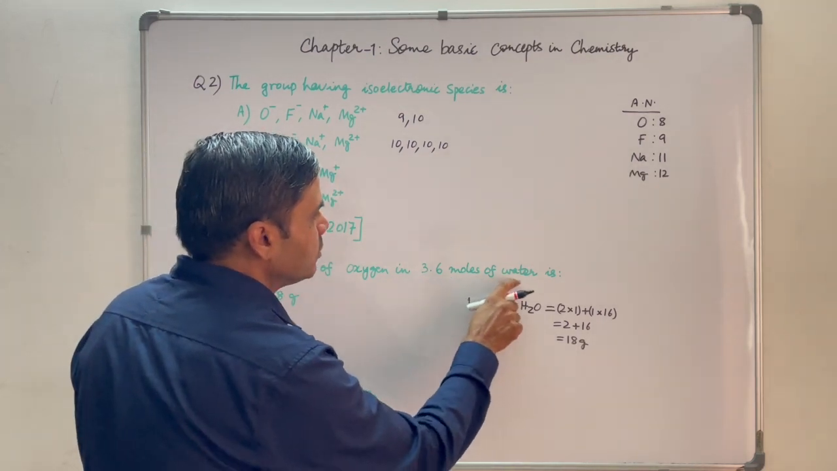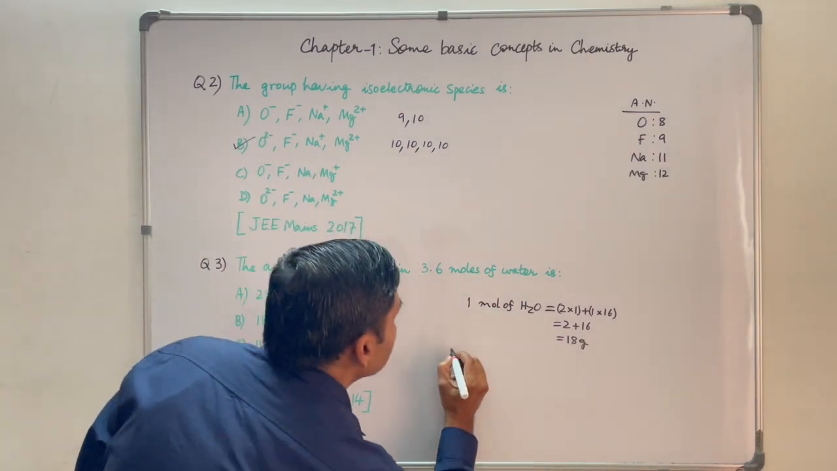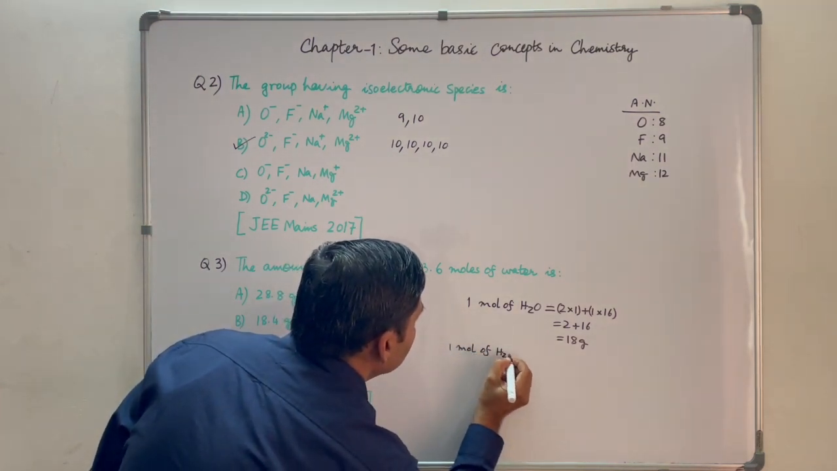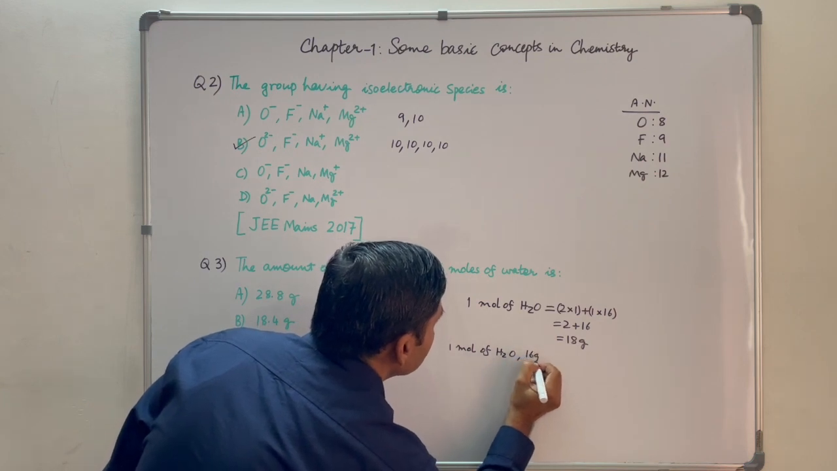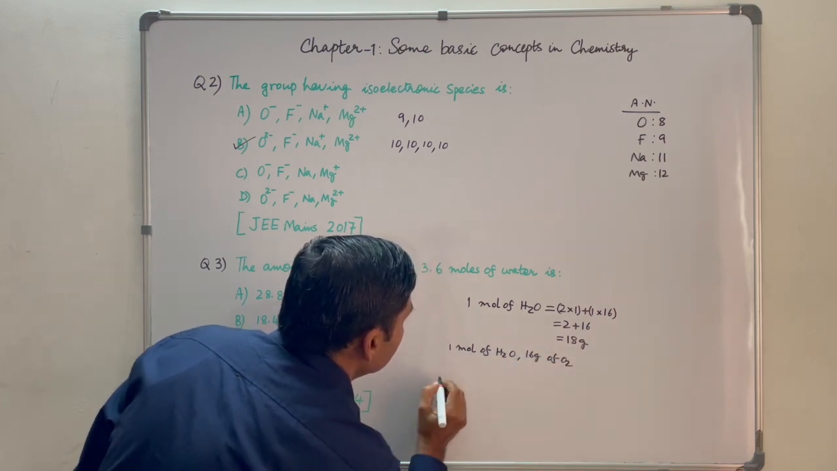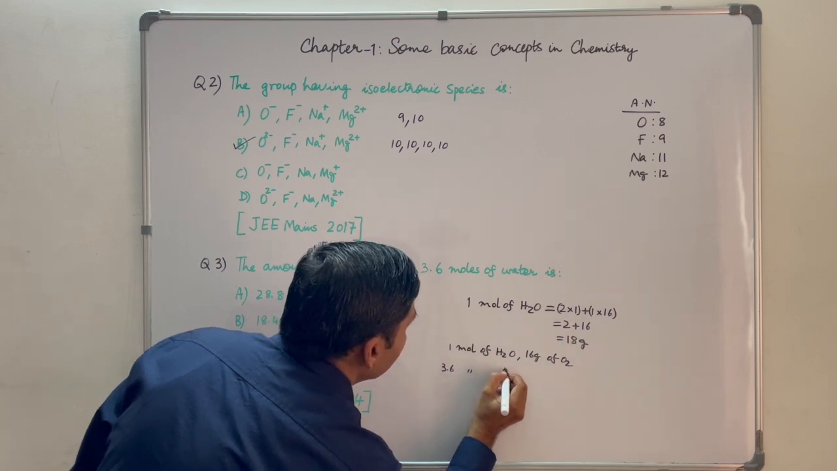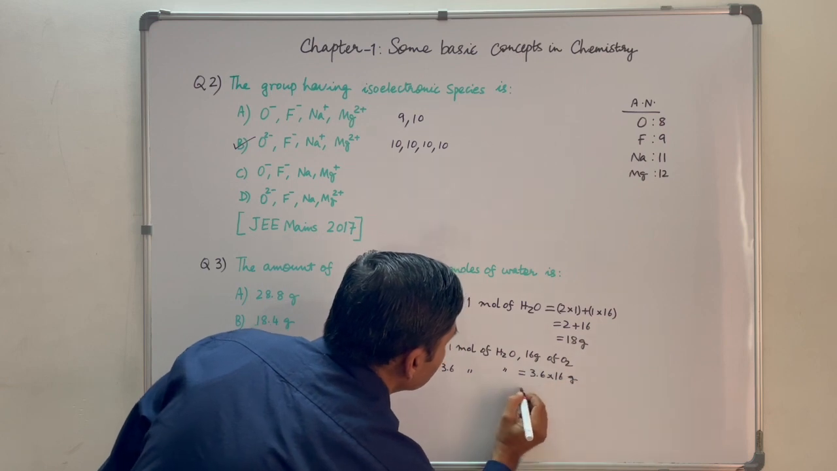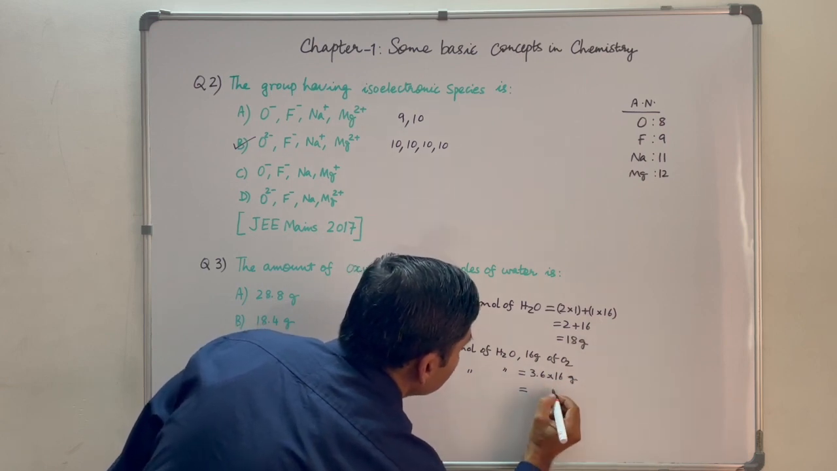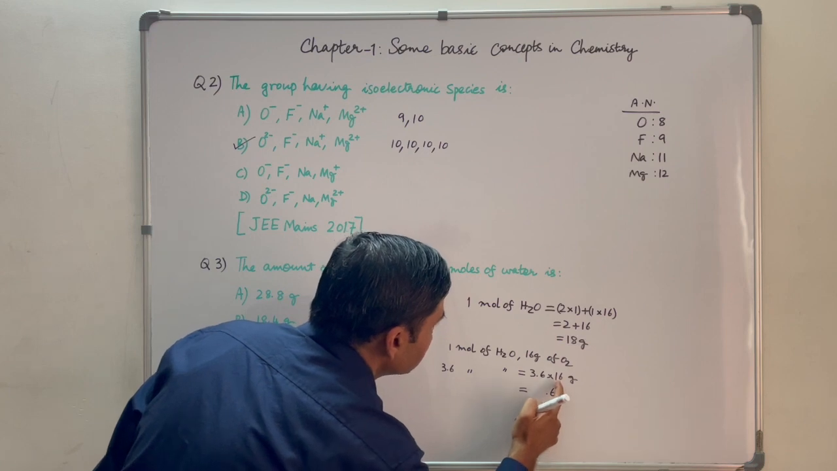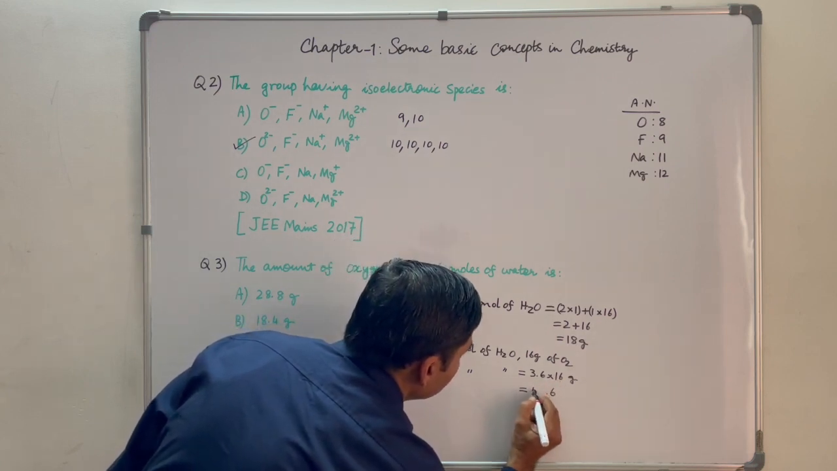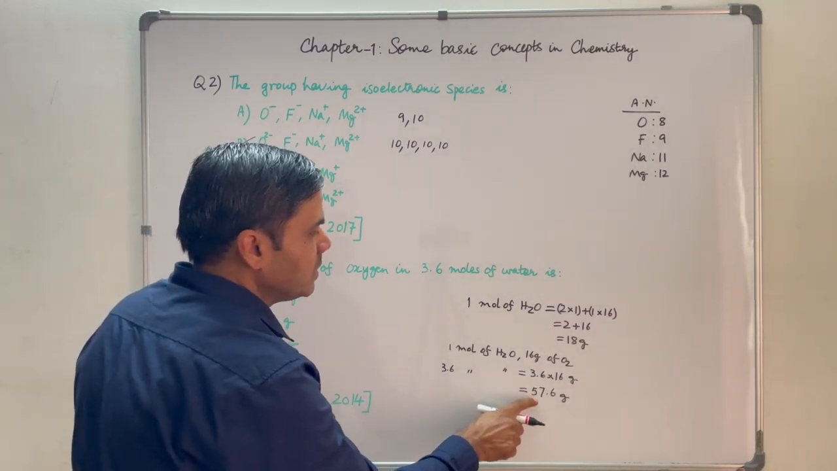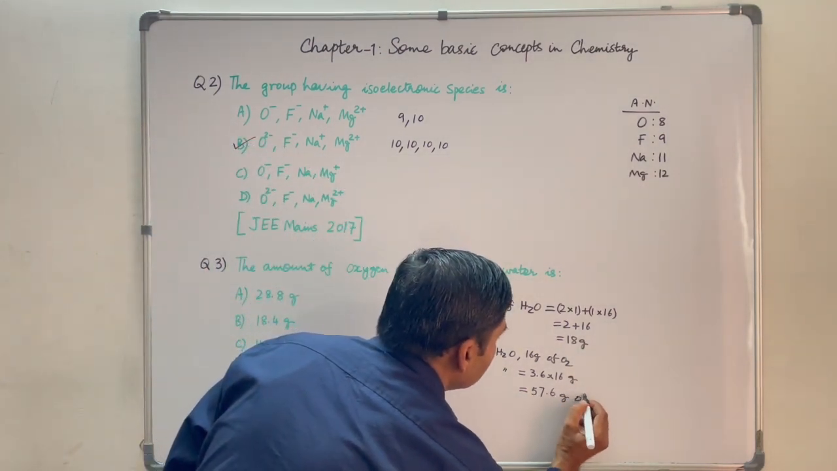So in 3.6 moles of water, how much oxygen? So let us write, in 1 mole of water, there is 16 gram of oxygen. So in 3.6 moles of water, how much oxygen? That will be 3.6 into 16 gram. So that will come out to be 16 6 are 96. 9 carry over. 16 3 are 48 plus 9. That is 57. So in 3.6 moles of water, there is 57.6 gram of oxygen.